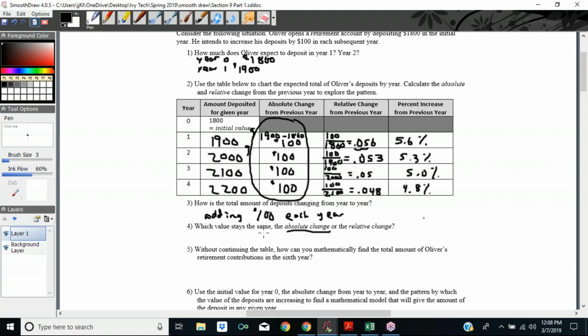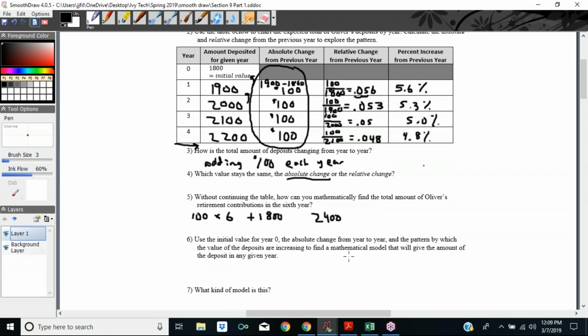It says next, without continuing the table, how can you mathematically find the total amount of Oliver's retirement contributions in the 6th year? So without continuing the table, how can we find it for the 6th year? Well, we can take $100 times 6 years and then add that starting amount to it. And if you do that, you get $2,400. And that should make sense because year 5 is going to be $2,300 and then year 6 is $2,400.